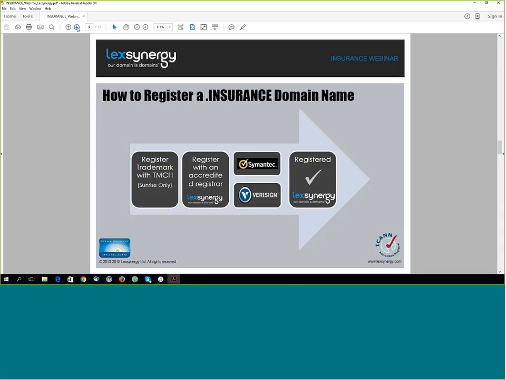Once that has gone through, you would need to then register your domain name with a registrar, which we are accredited as well. And what we have done now is we do have a queuing system. So once your mark has been validated by the Trademark Clearinghouse, we'll make sure all your information is correct and put it in our queuing system. So as soon as the domain name is opened or made available, we would submit the registration straight away.